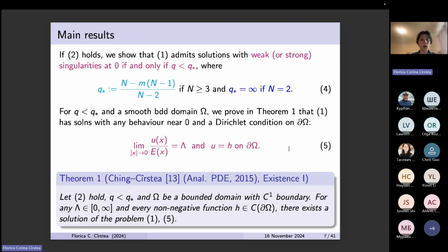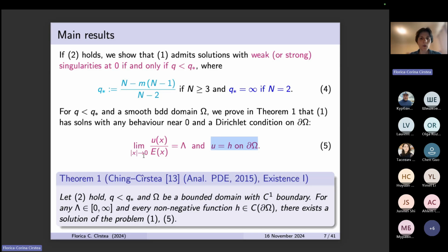Let me then describe what were our main results. So the main results will concern existence. First, we wanted to understand whether we can have solutions in a bounded domain where you put a Dirichlet boundary condition u equal h on the boundary. And then, of course, we need some condition at the origin, and that's where we will need to understand the classification of solutions to see what is a good condition at 0.